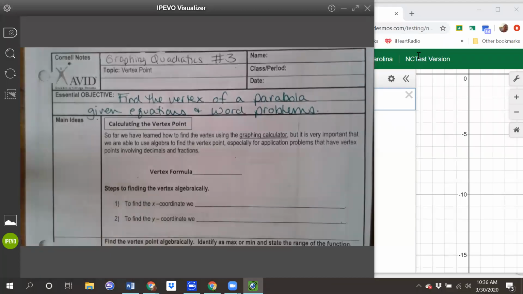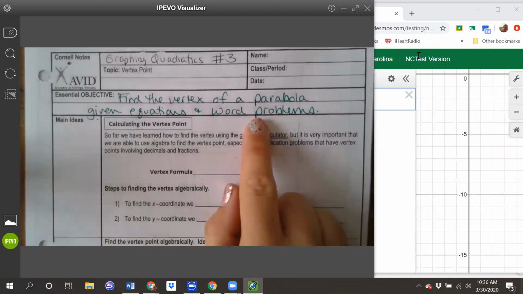Welcome to Graphing Quadratics number 3. Today we are going to find the vertex of a parabola given equations. Again, that's what we've done in two different note sessions. And we are going to expand that into some word problems.